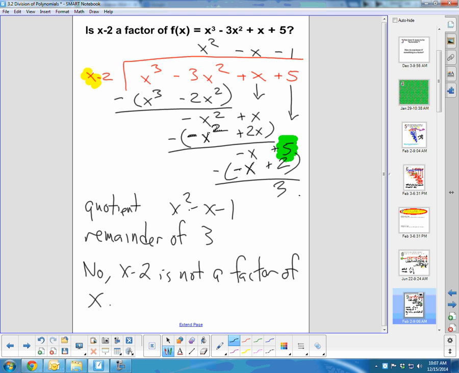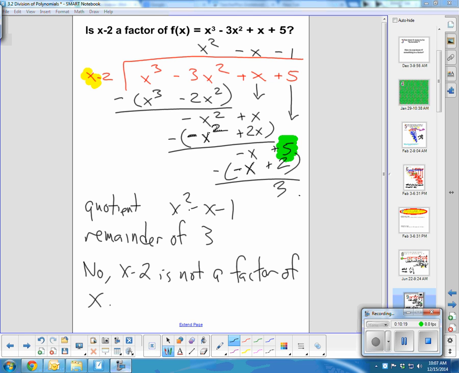Okay, just a couple more examples to help you look at them, play with them, gain confidence in the procedure. And I'll see you guys in class.